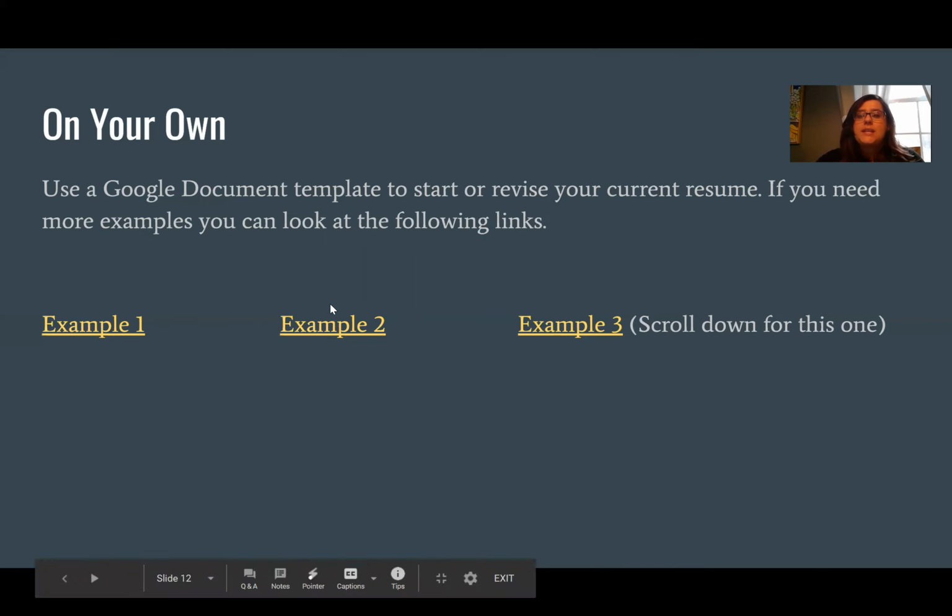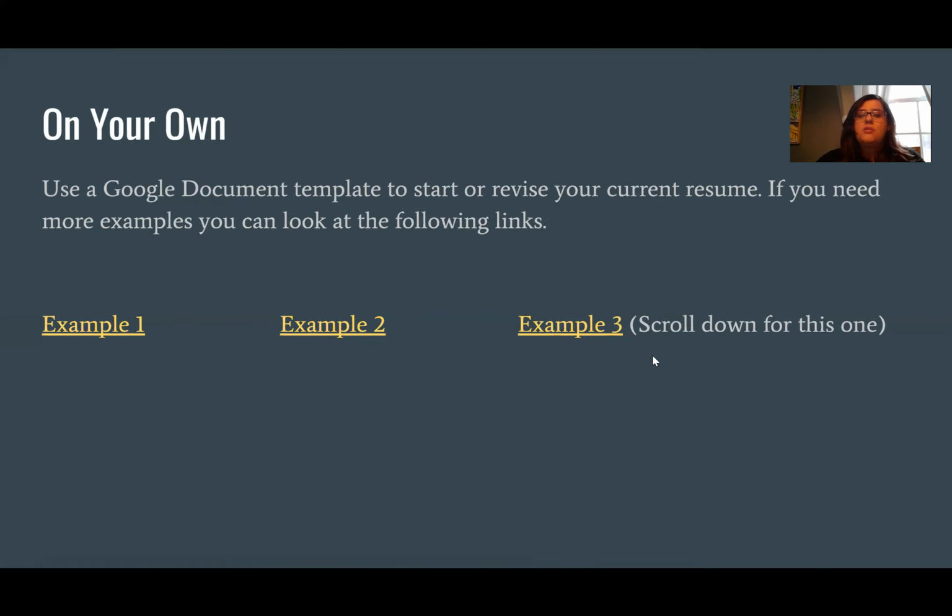So there's 3 different examples for you. They're all linked in the PowerPoint. This additional one has just a way for you to scroll down. But that's your time to just take, and then you're going to start your own resume. Here's how you're going to do that, okay?